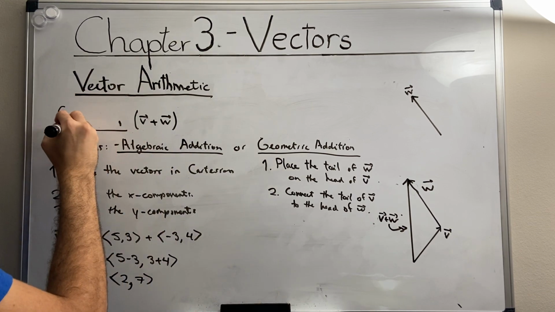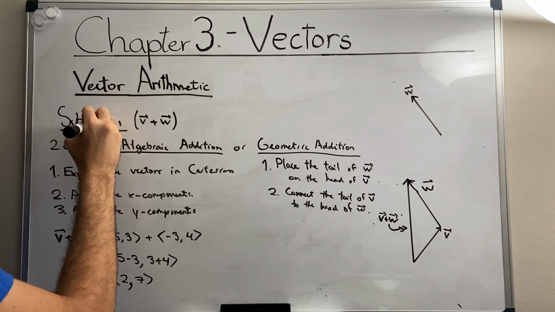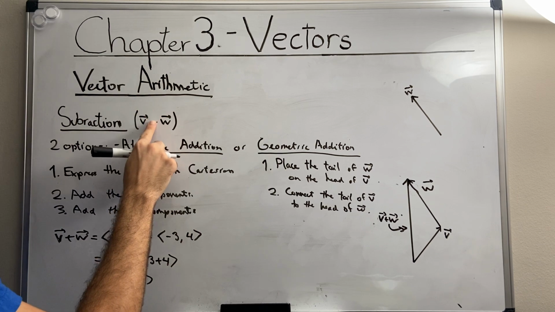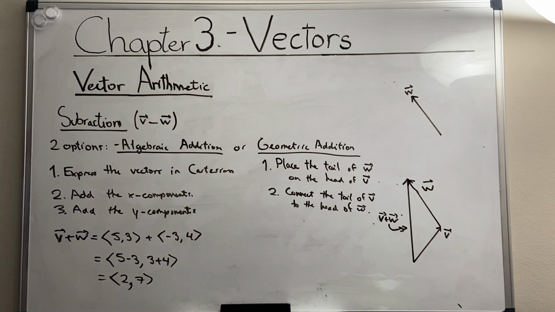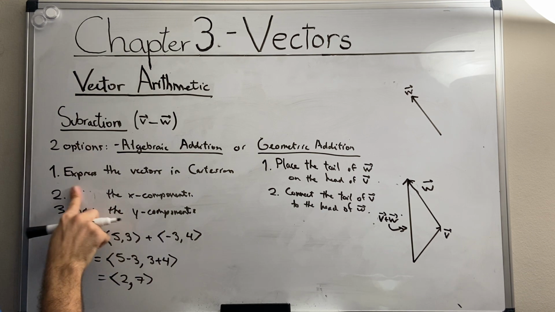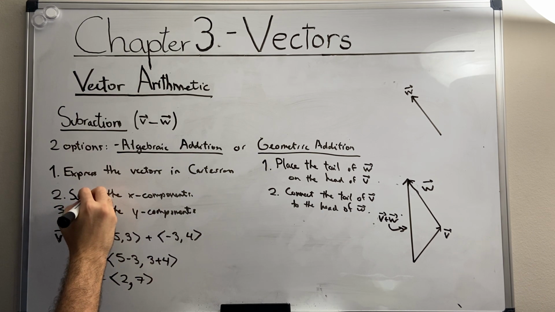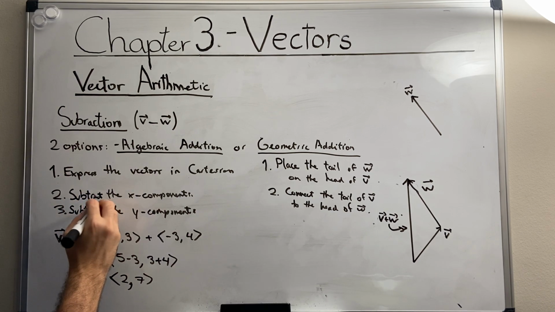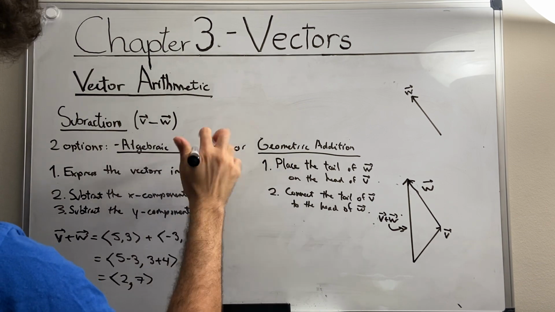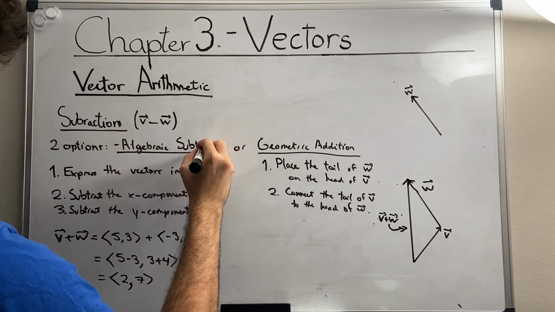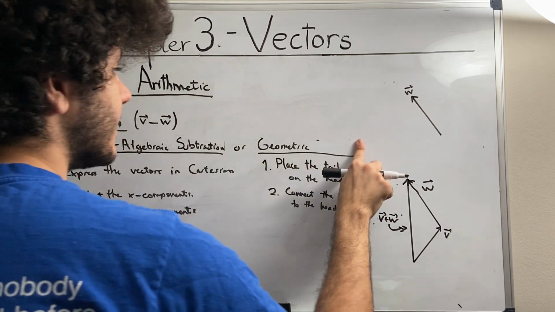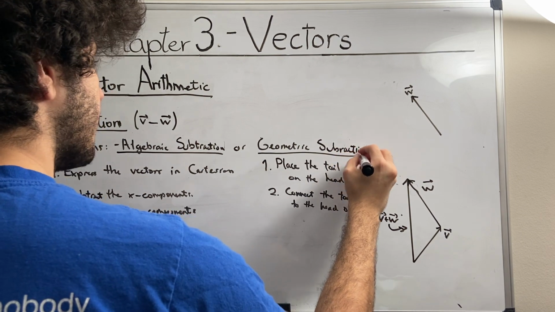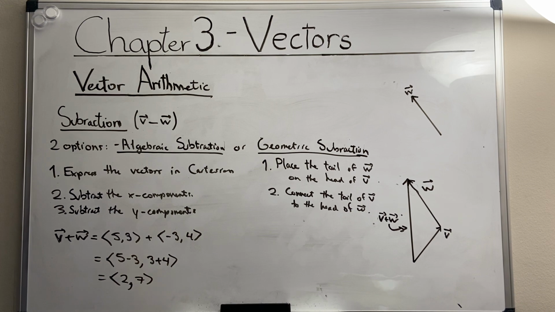Subtraction. A little bit more difficult. Okay, we're going to do V minus W. The algebraic subtraction is the same as the algebraic addition, with the only exception that instead of adding, you're going to be subtracting, and that's pretty much it.